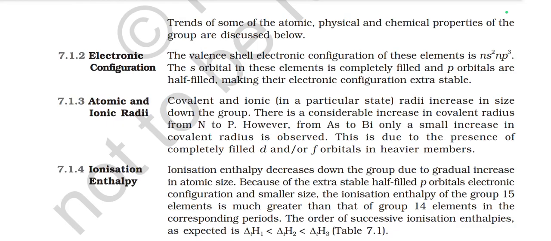Atomic and ionic radii. Covalent and ionic radii increase in size down the group. There is a considerable increase in covalent radius from nitrogen to phosphorus. However, from arsenic to bismuth, only a small increase in covalent radius is observed. This is due to the presence of completely filled d or half filled f orbitals in heavier members.